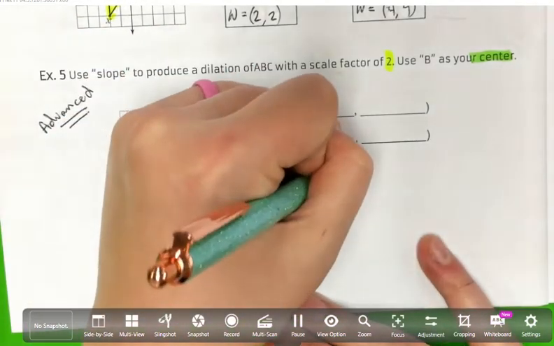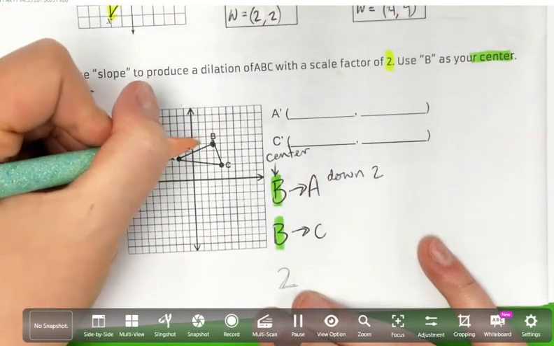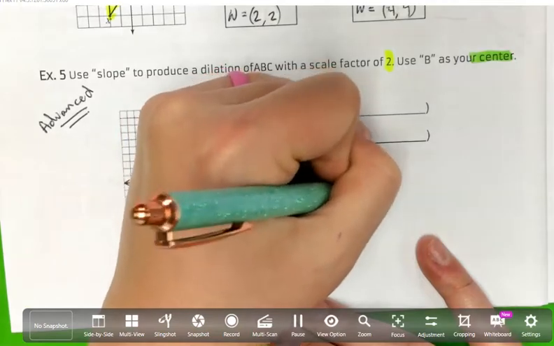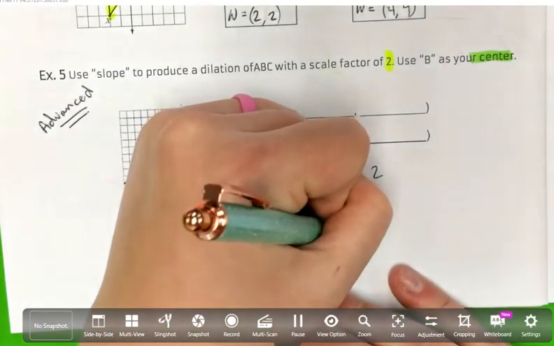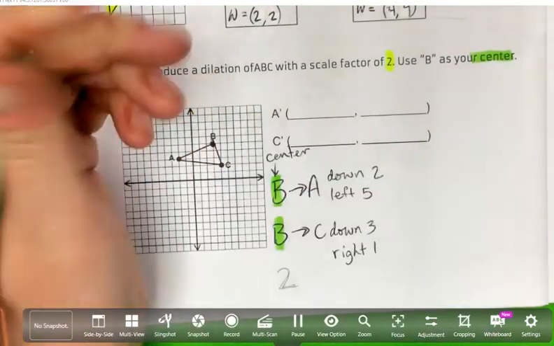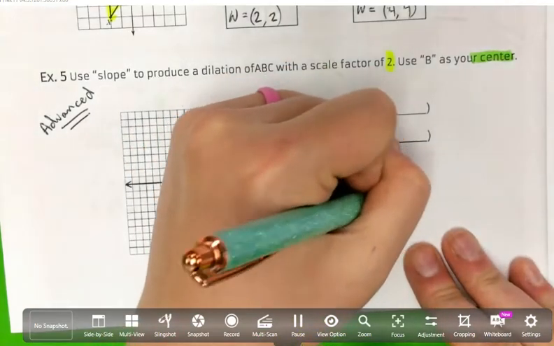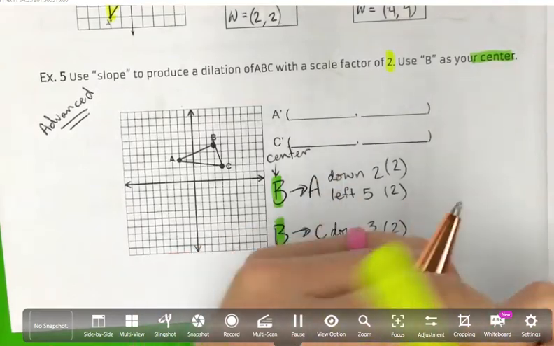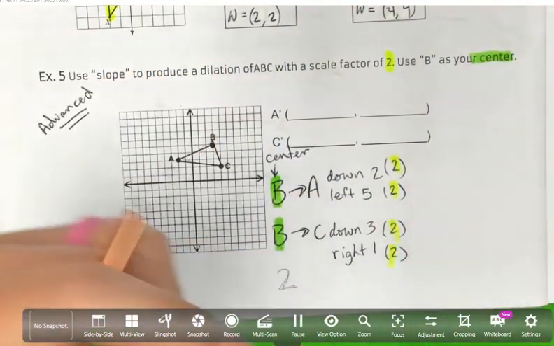So it goes down 2, and it goes left 1, 2, 3, 4, 5. Yep. Left 5. From B to C, it goes down 3, right 1. All right, you want to take that, and you want to multiply these numbers by the scale factor. Now you know where that came from.